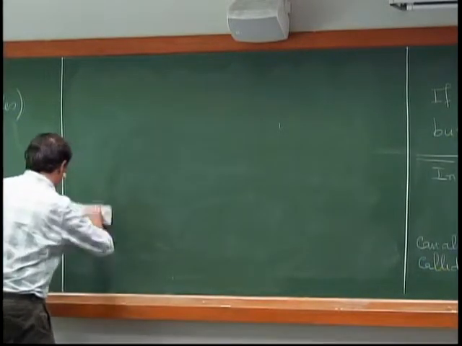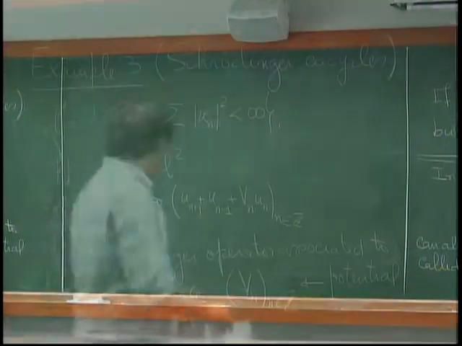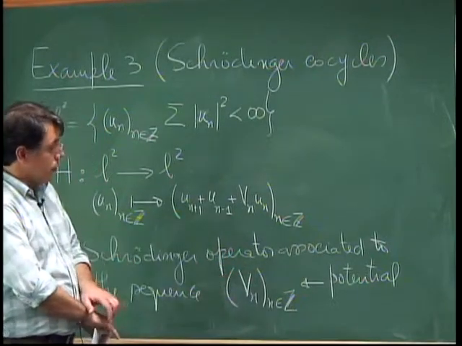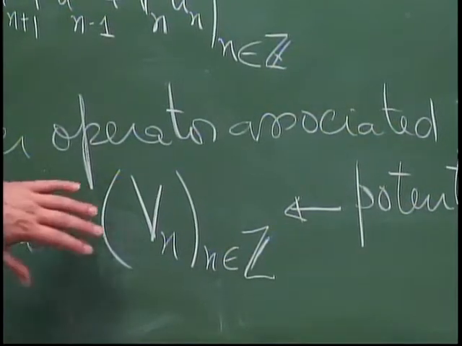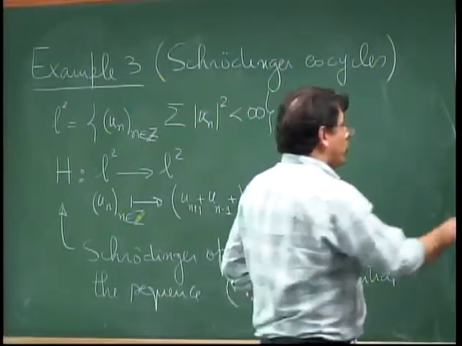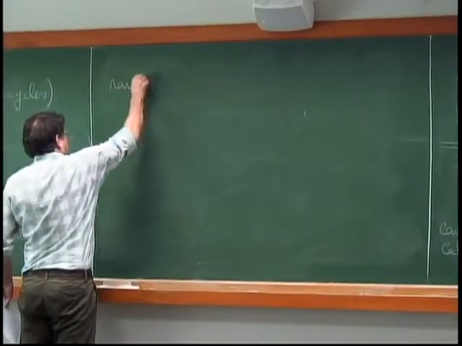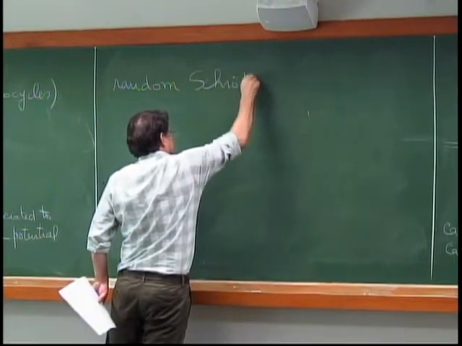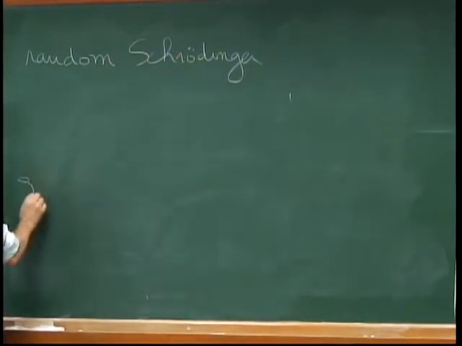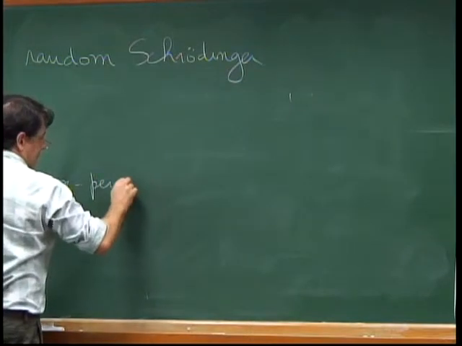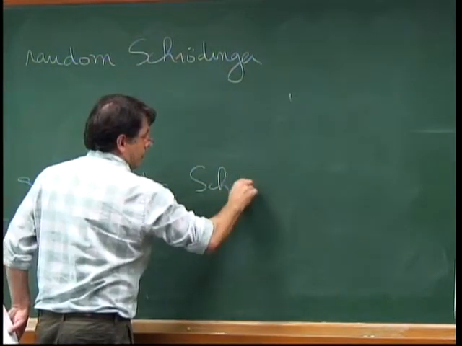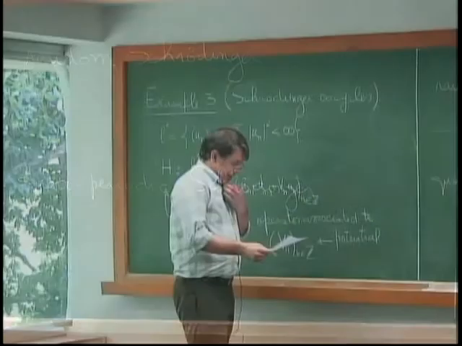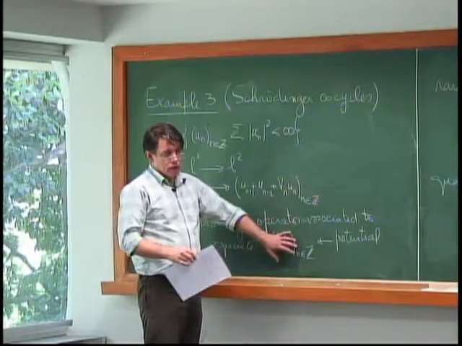So this is a Schrödinger operator. And there's some data that is given, this potential here. In fact, there are different problems depending on how you get this potential. There are at least two important classes of Schrödinger cocycles: random Schrödinger and quasi-periodic Schrödinger. The difference has to do with how you obtain Vn.